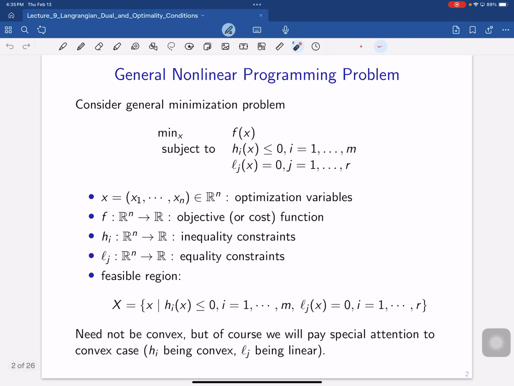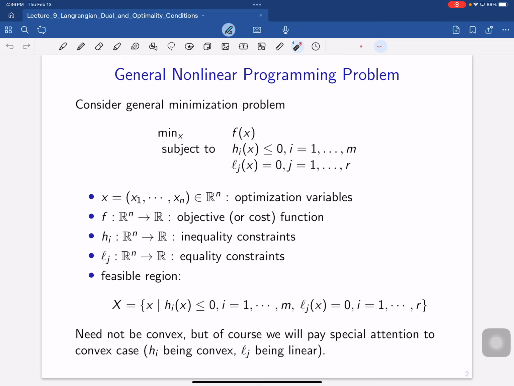Again, let's revisit this slide. What do I mean by general nonlinear programs? You have a nonlinear objective function f of x. All the x are continuous variables, and then you have inequality constraints h_i of x and equality constraints l_j of x. You can have multiple inequality and equality constraints. And then we use capital X to denote the feasible region of these nonlinear problems, which includes all the constraints in this problem.